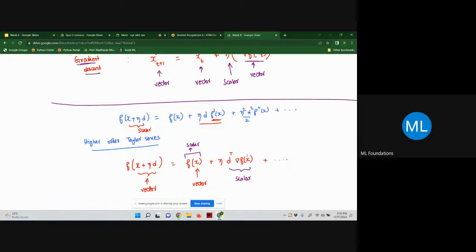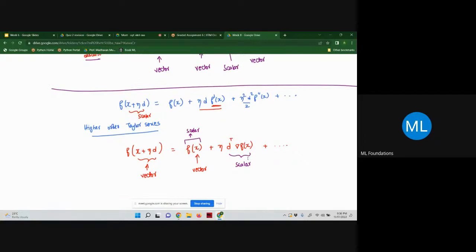d is a vector, gradient f of x is a vector, but d transpose gradient f of x is going to be scalar, because it's a dot product between two vectors. So it's going to be the same one if you just move forward.